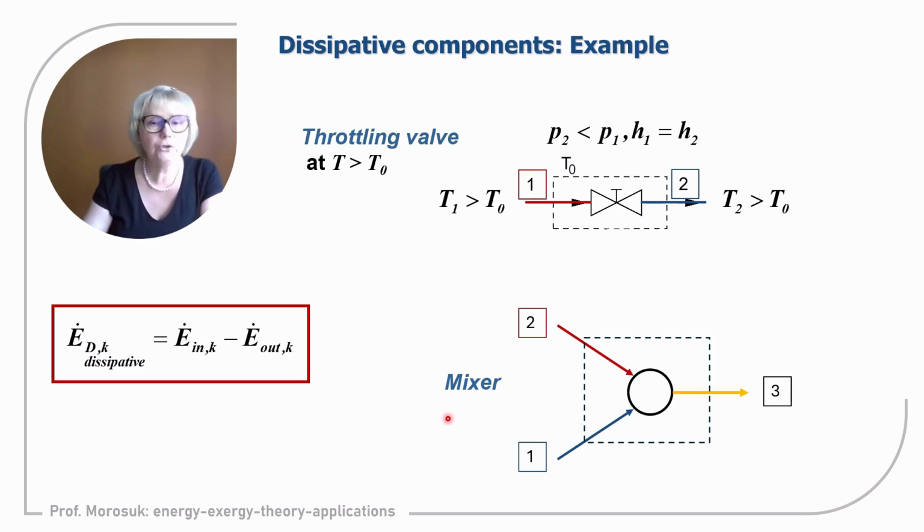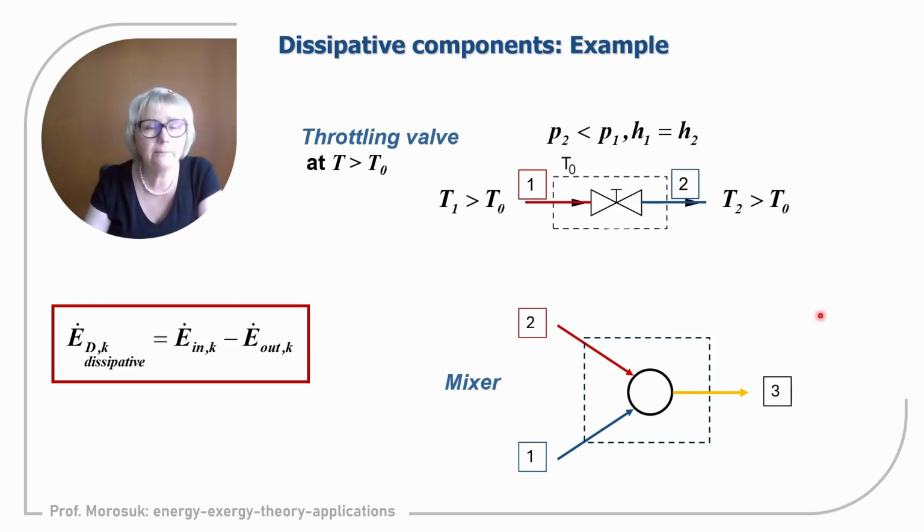Any kind of mixers are dissipative components. Which kinds of mixers can there be? We can mix, for example, the same material stream with the same pressure but different temperature. Or the same temperature, different pressure. Or both temperature and pressure will be different. Or it can be temperature, pressure, and even the material of the stream will be different. We will only destroy exergy and we will not bring any benefits to the system.